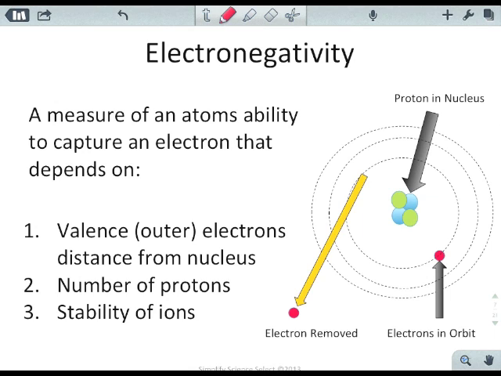Now, the other trend that we see is electronegativity. Again, it has to deal with the elements and electrons. Electronegativity is a measure of an atom's ability to capture an electron, and it depends on the valence electrons, those outer electrons, and their distance from the nucleus. So it has to deal with their valence electrons. The second thing is the number of protons that it has, and the third is the stability of the ion.